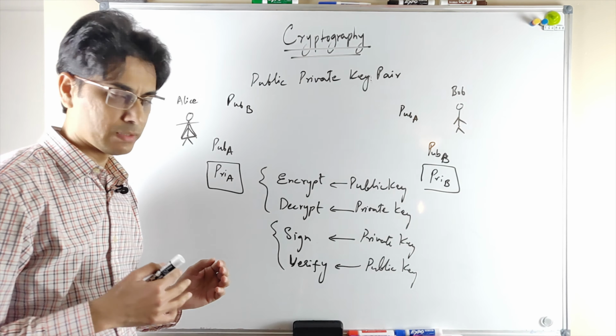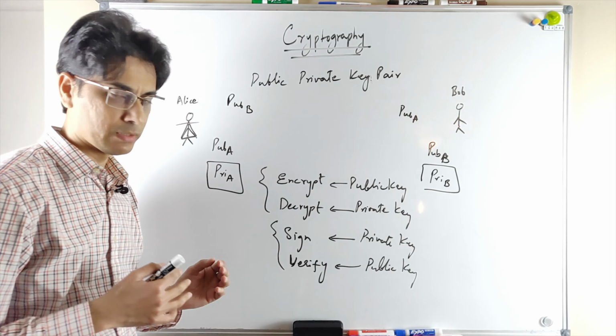Now this type of public and private keys are called asymmetric keys, as compared to the previous symmetric key scenario, because in the previous case there was a single key used both for encryption and decryption, and that's why it was called the symmetric key. But a public-private key pair is called asymmetric keys because we use the public key to encrypt the message and the private key to decrypt it.